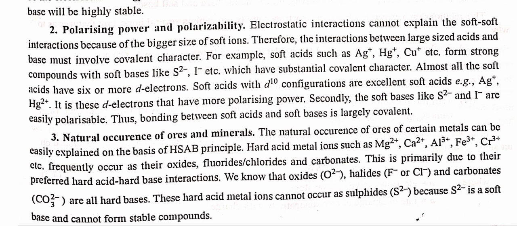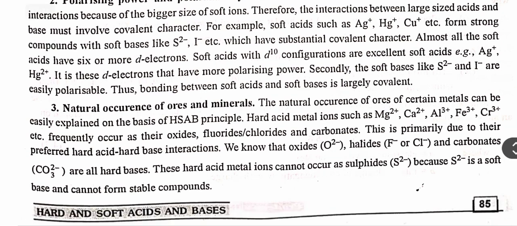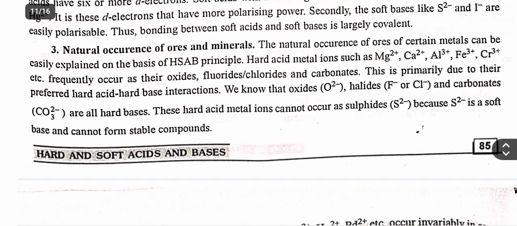Natural occurrence of ores and minerals. The natural occurrence of ores of certain metals can be easily explained on the basis of the HSAB principle. Hard acid metal ions such as Mg2+, Ca2+, Al3+, Fe3+, Cr3+, etc. frequently occur as their oxides, fluorides, chlorides, and carbonates.